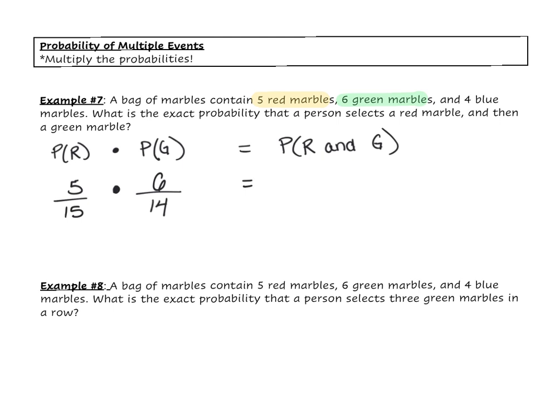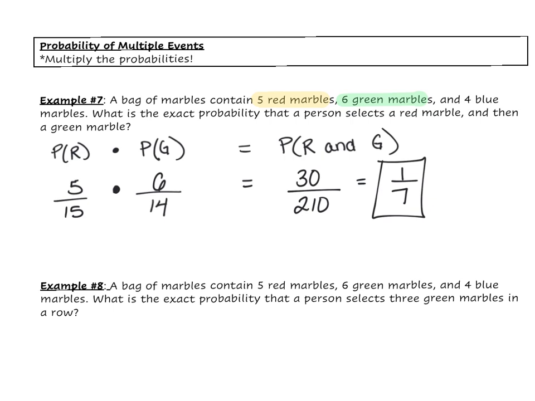Remember, when we multiply fractions, we do tops times tops. So 6 times 5 is 30. And then bottoms times bottoms. I'll help you out. It should be 210. Then all we're going to do is reduce that fraction, and we can use our calculators to do so, and you should get 1/7. So that is the probability that a person would get a red and then a green.